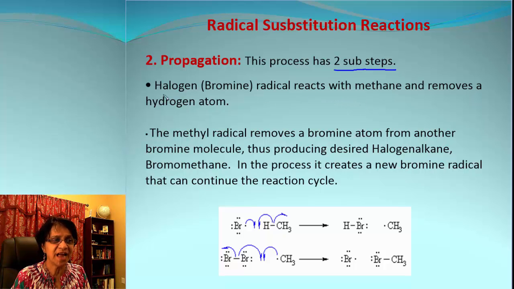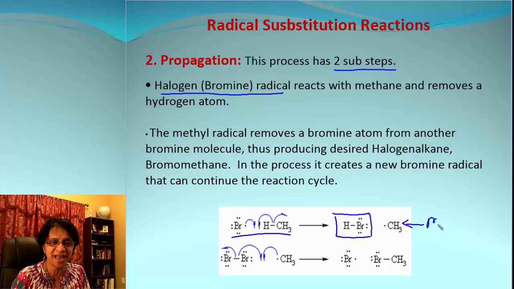The next step is propagation. It actually has two sub-steps. In the first step, the halogen, which is bromine in this case, that radical reacts with methane as it is shown here in the reaction. And bromine tries to pull that hydrogen. Again, the bond between carbon and hydrogen is a covalent bond. There is a shared pair. The hydrogen comes out with its only one single electron, and that ends up giving the molecule HBr. But with that, the methyl is left with again one electron. So we get that as a methyl radical.